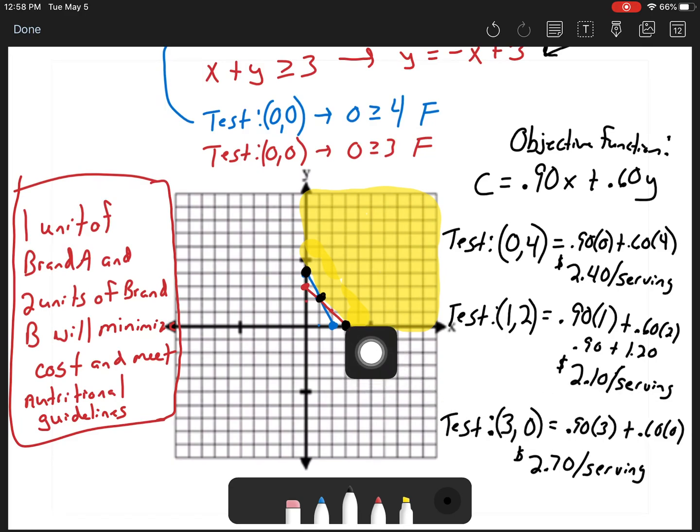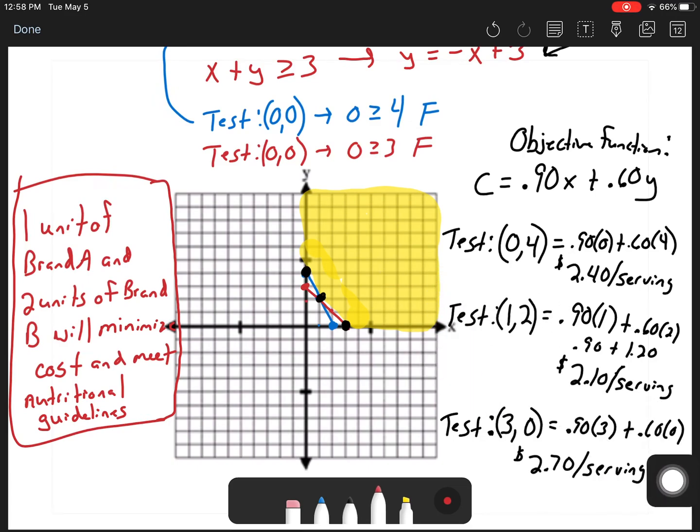And then if I go to my last ordered pair right here, which is a vertex of my feasible solutions, that ordered pair is (3, 0), so that's what I'm testing here. So that's saying use all 3 of brand A and none of brand B, and so that's going to be 90 cents times 3 plus 60 cents times 0, so that's $2.70, so that's the most expensive, so we can't do that one. We want to use this mixture right here.